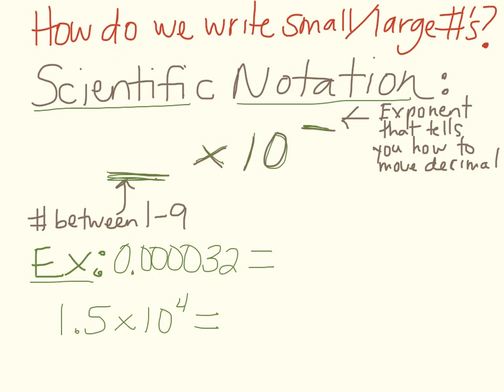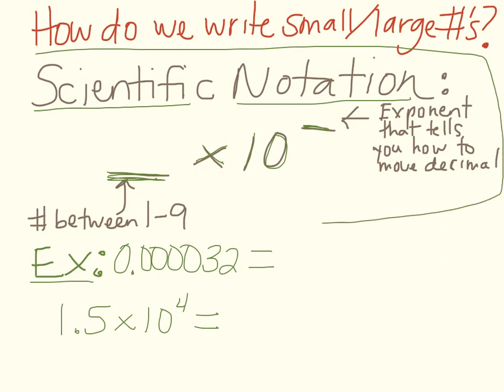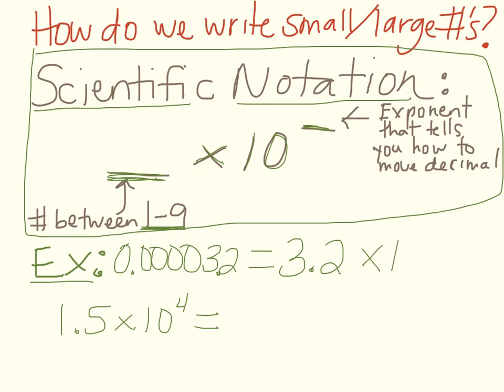This little format right here is actually written down on your reference sheet, so you don't really need to write this down because you already have this, but I do want you to work out the example. So let's look at this number. This is a very, very small number. So what we're going to want to do is put the decimal somewhere in this number so that we can create a number that is between 1 and 9. So the best place to do that is right here between the 3 and the 2. So that's going to be our coefficient, and then it's going to be times 10.